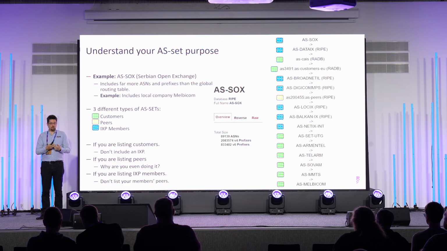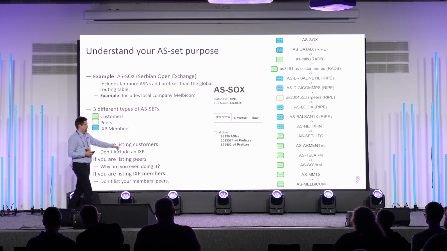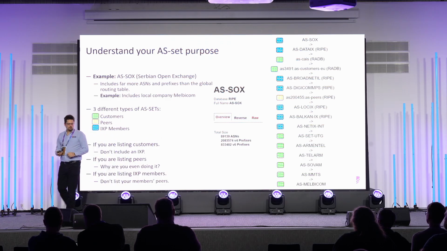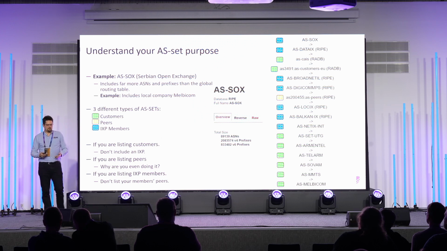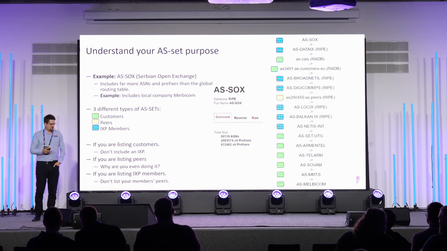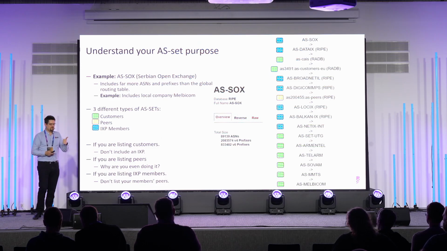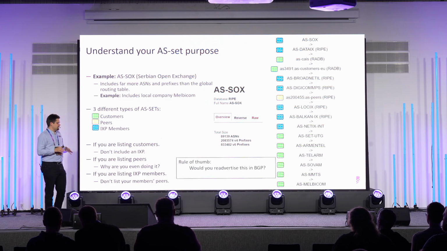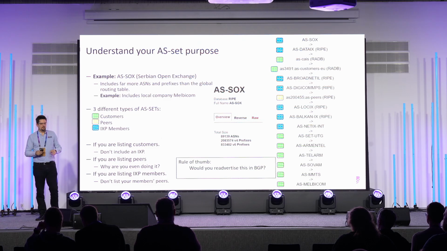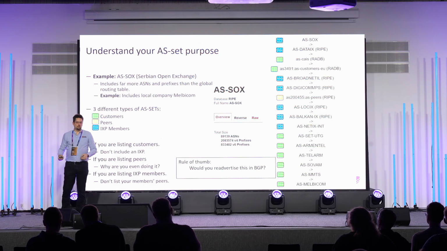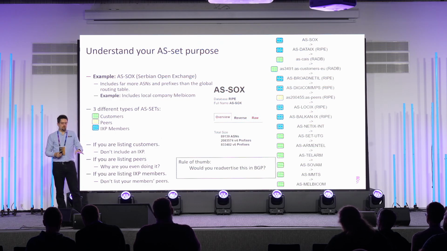First of all, no one needs to know that you have 90,000 ASNs connected to your Serbian internet exchange, because I think you don't. So for this, my rule of thumb would be, would you re-advertise this in BGP? Then include it. And if this is not something that you would re-advertise to someone else, then it doesn't belong in your AS set.